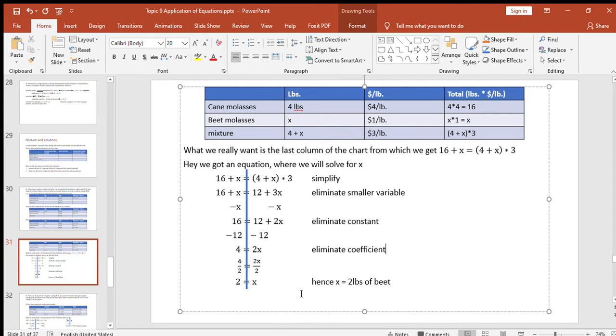But again, since this is a word problem, we need to indicate what the 2 means. So we have to say x is equal to 2 pounds of beet molasses.